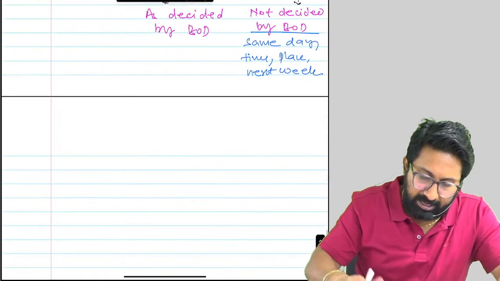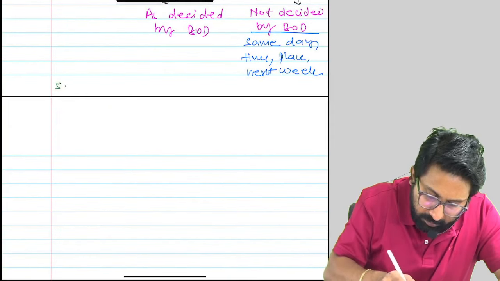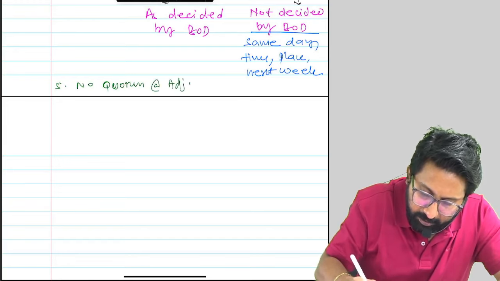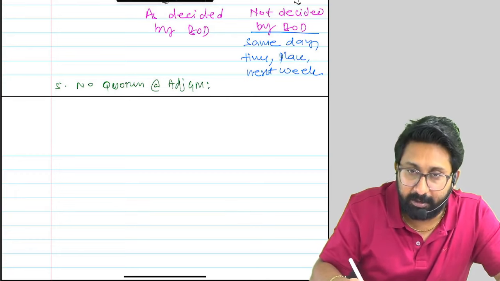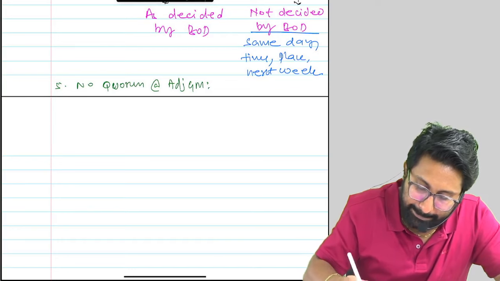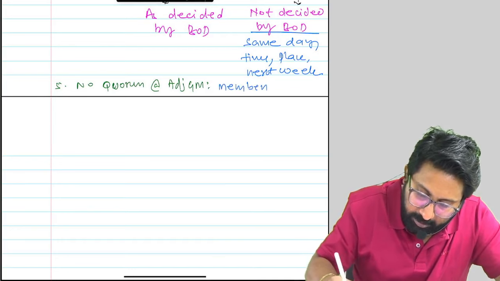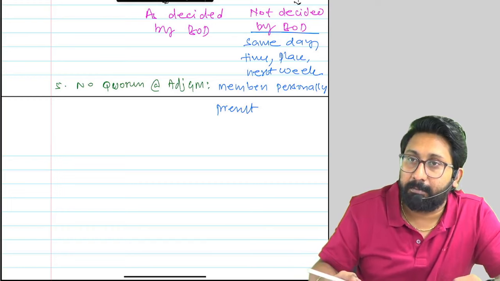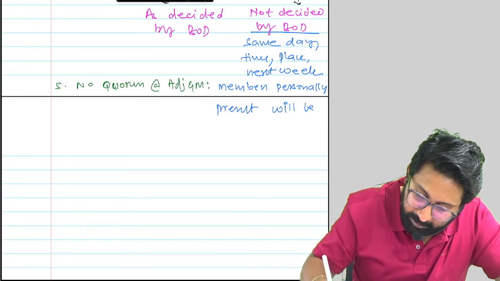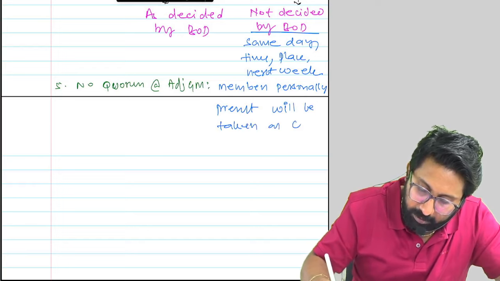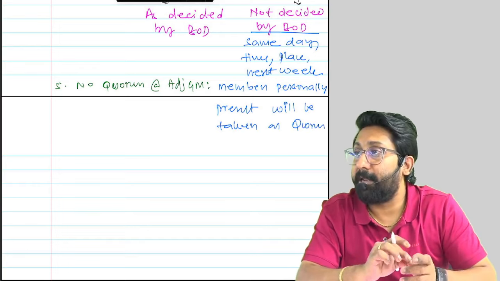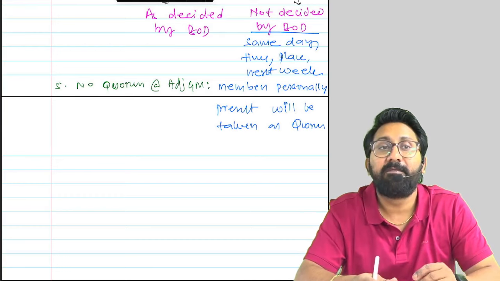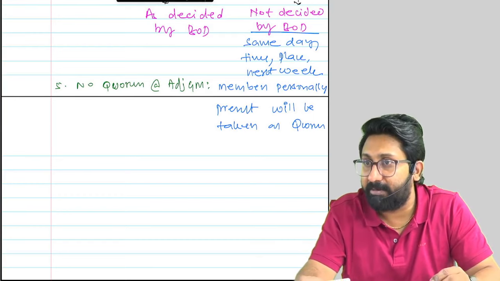Next. Last point, point number 5. No quorum at adjourned meeting. Then members personally present will be taken as quorum. In a public company, if I have 5,000 members, 4,500 members, how many should be personally present? 15 should be present. 4,500 number means 15 should be personally present.